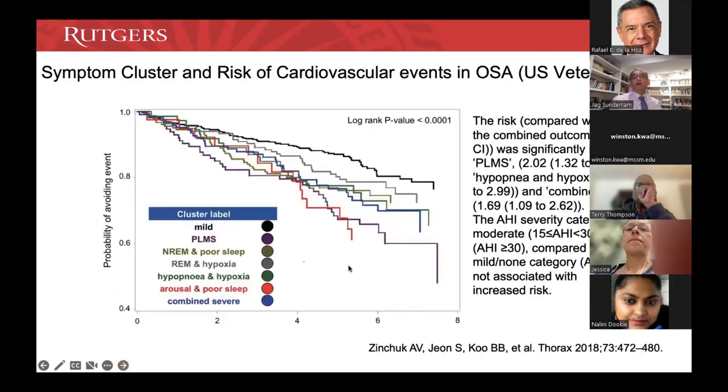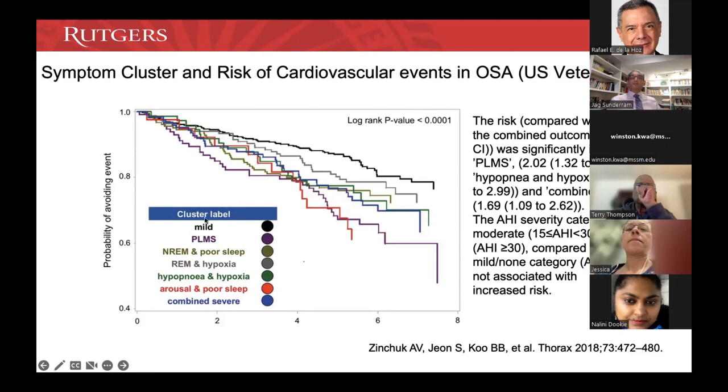Finally, again looking at symptom clusters, here's a different symptom cluster. Here they change the cluster designations as having mild or those associated with PLM. So oftentimes when you look at sleep studies, people have periodic limb movements in association with their apneic events. Again, if you have events mainly in non-REM sleep and you have poor sleep, or REM sleep with hypoxia, hypopneas and hypoxia, and so on.